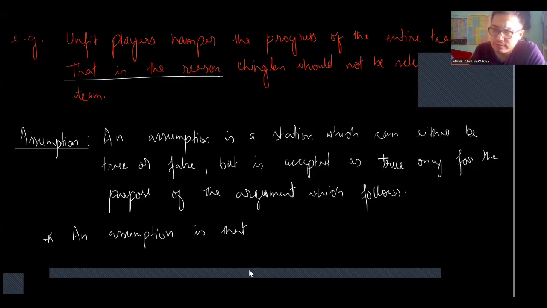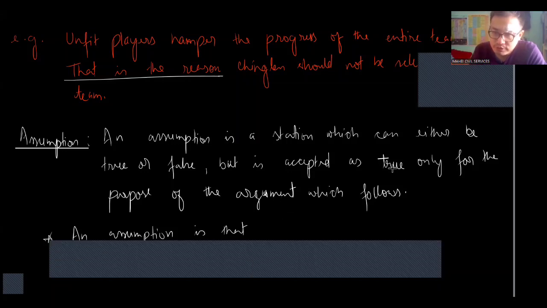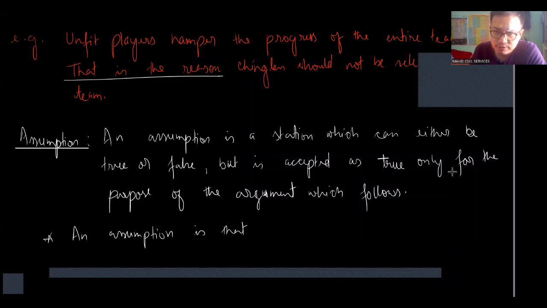The line, an assumption is that which is taken to be true, accepted as true only for the purpose of the argument which follows. An assumption is a statement on the basis of which a conclusion is drawn. Not a big deal. Similar. Then next.